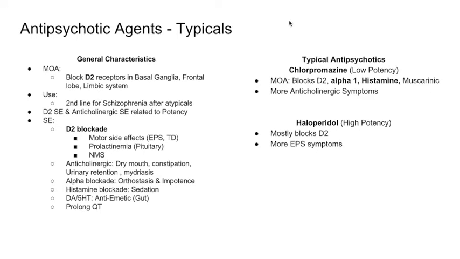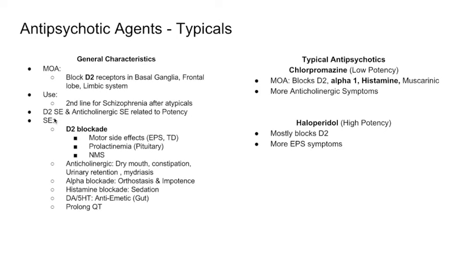And the mechanism of action is that they block the dopamine 2 receptors, mainly in the frontal lobe and the limbic system, but they also block it in the basal ganglia, and that's why you have a lot of basal ganglia side effects from these typical antipsychotics. They're used as a second line for schizophrenia after atypicals, again because of the side effects.